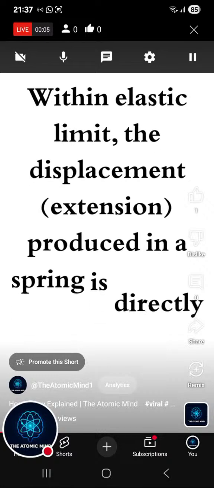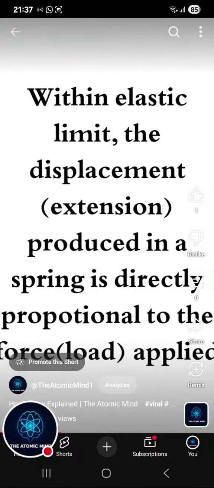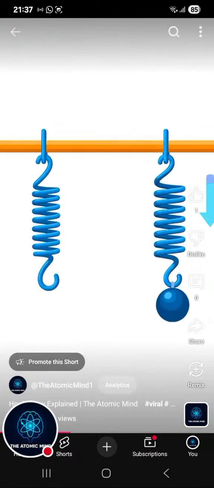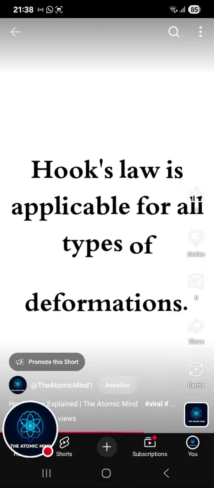Within an elastic limit, the displacement produced in the spring is directly proportional to the force applied. This means how much force we apply produces a corresponding displacement in the spring. Force is directly proportional to displacement. F is equal to kx. K is the spring constant or stiffness. F is the force applied and x is the displacement or extension.